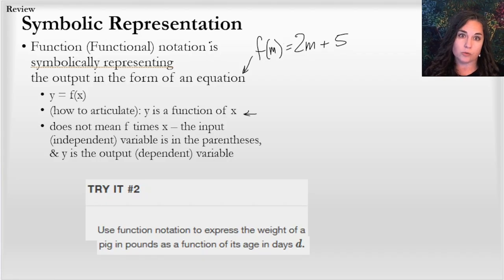Typically we use x and y. I used m over here, but typically we use x and y. And we'll say that y is a function of x. And when students first learn this, they think this is f times x. That's not what it is. What this means is that there is a function, and the input variable is x, and the output is y.